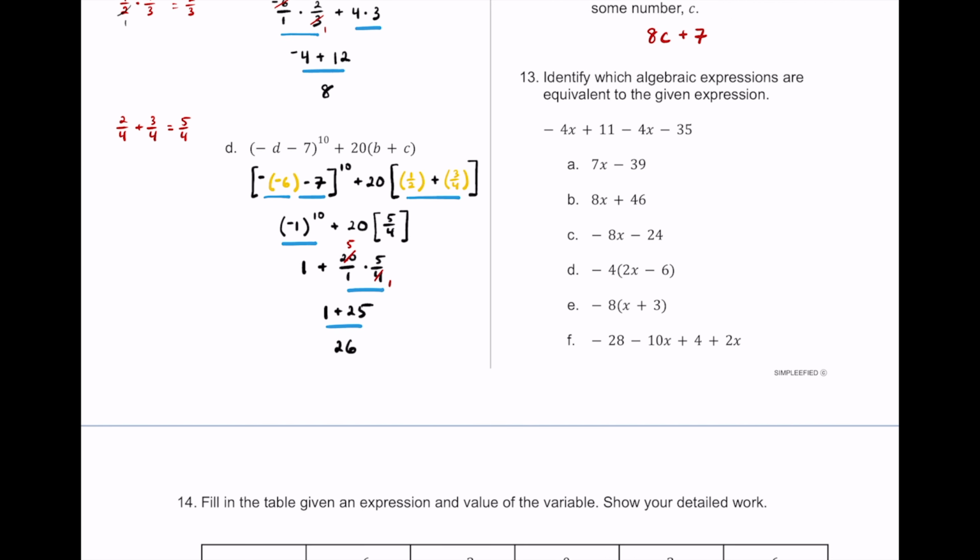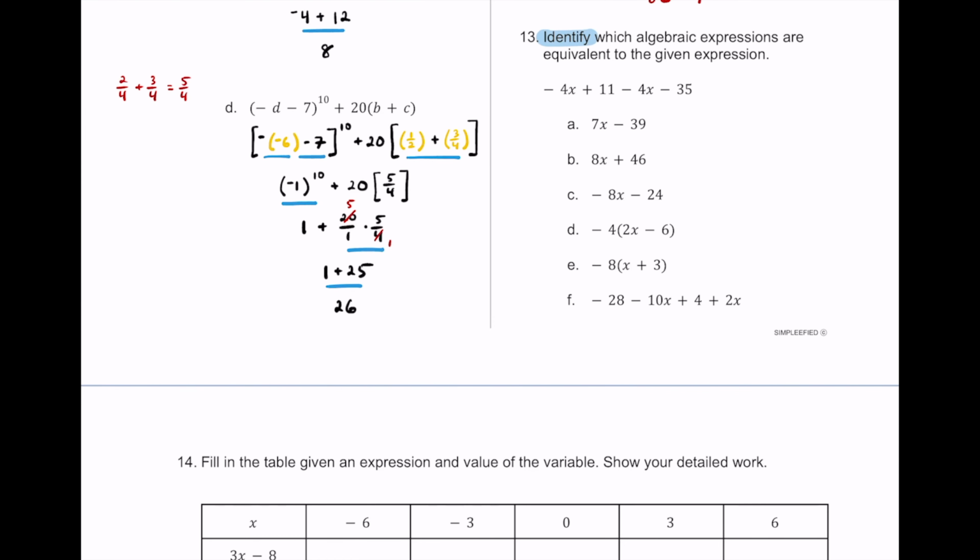All right, for number 13, let's go ahead and see if we can identify which of these algebraic expressions are equivalent to the given algebraic expression. So the ones that are the same or have the same value. Okay, so let's see this original one here.